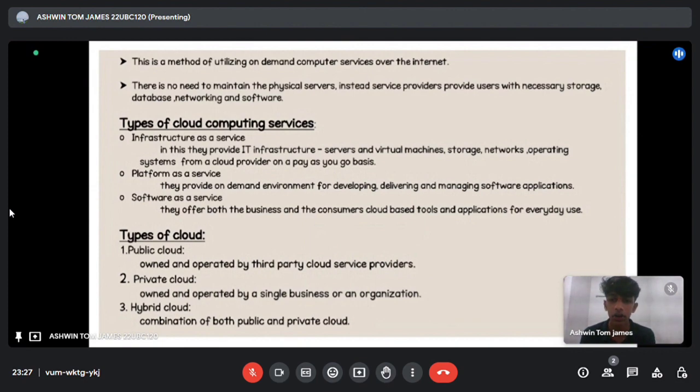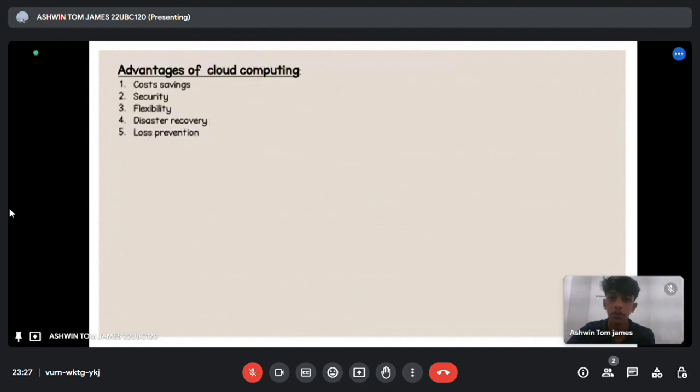Types of cloud. Public cloud, owned and operated by third-party cloud service providers. Private cloud, owned and operated by a single business or organization. Hybrid cloud, a combination of both public and private cloud. Advantages of cloud computing: cost saving, security, flexibility, disaster recovery, and loss prevention.